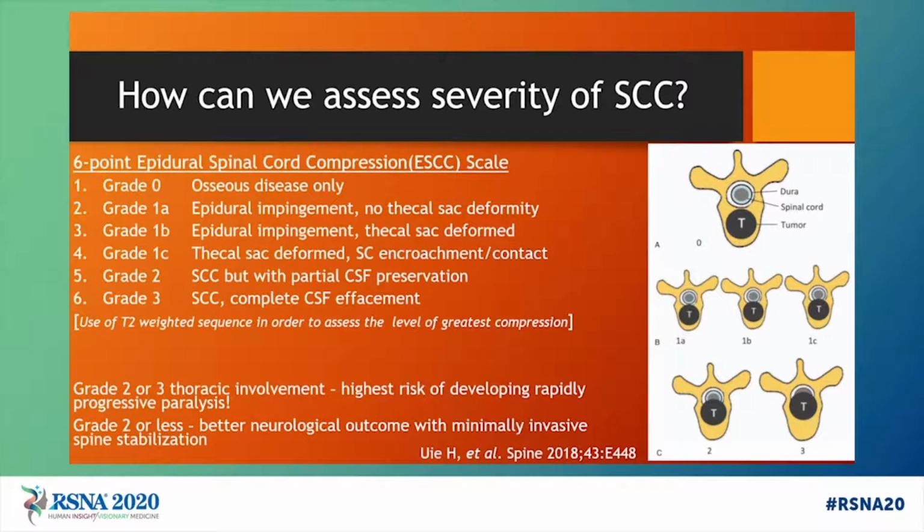Well, certainly we can use one scale that has been validated. This is the 6-point epidural spinal cord compression scale, with grade 0 being osseous disease only, and grade 3, the most severe, consisting of spinal cord compression with complete CSF effacement. This scale utilizes the T2-weighted sequence in order to assess the level of greatest compression. And so with grade 2 or 3 thoracic involvement, for example, the highest risk of developing rapidly progressive paralysis is observed. So there is some prognostic significance to this scale.